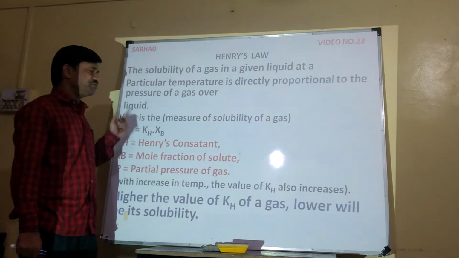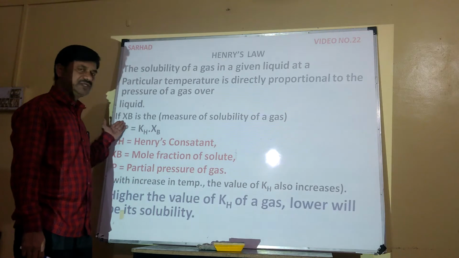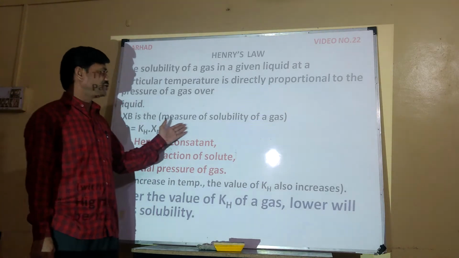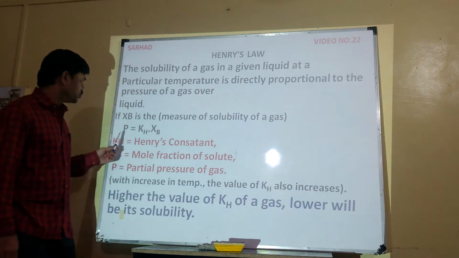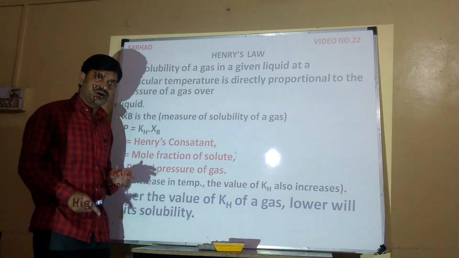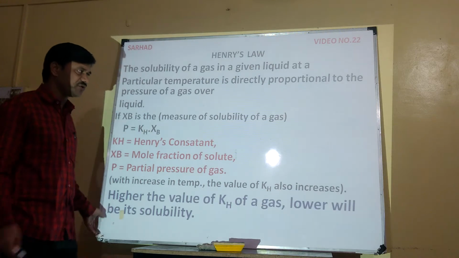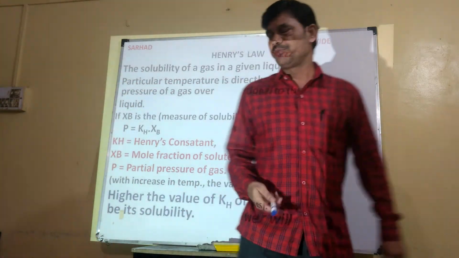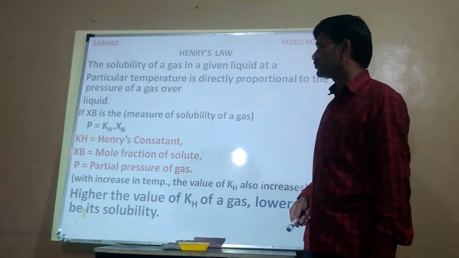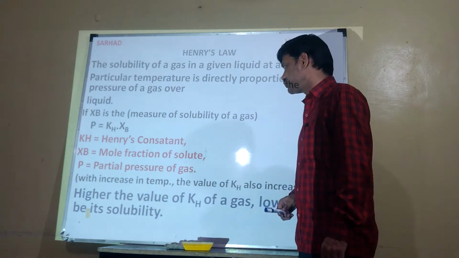So for simplicity, consider Xp, that is the mole fraction of solute, as a measure of solubility of the gas. So what relation do you get for Henry's law? P equal to Kh into Xp. What are the terms in front of you? P is the partial pressure, Kh is Henry's constant and Xp is the mole fraction of solute.